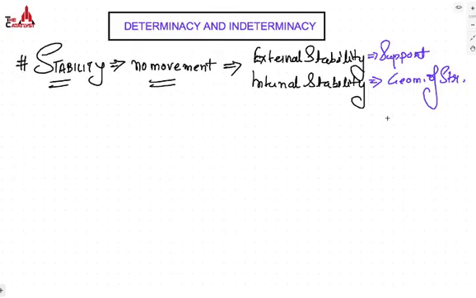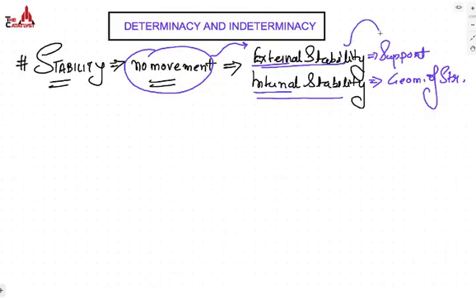Geometry of the structure. As I told you, stability means there should be no movement. It means that external stability means there should be no movement externally, and internal stability means the internal parts of the structure should not move. The external stability depends upon the support condition because supports are holding the structure. On the other hand, the internal stability is related to the geometry of the structure, because the structure has a certain geometry which has to be conserved, which has to be prevented against any type of movement. That is known as the internal stability, which is related to the geometry of the structure.